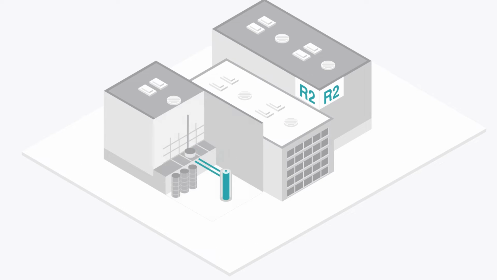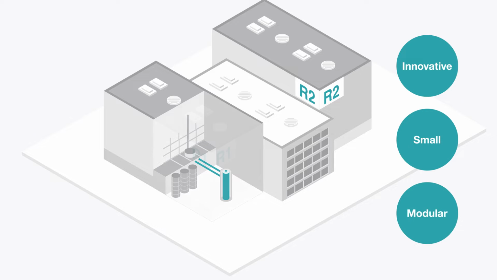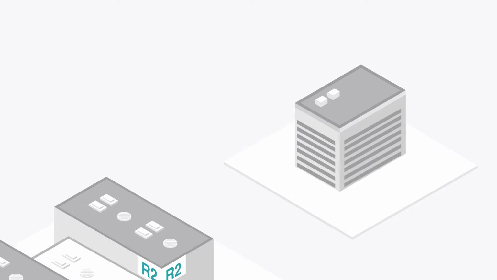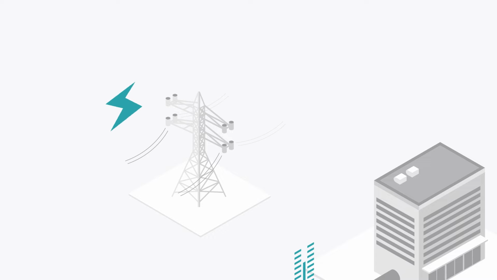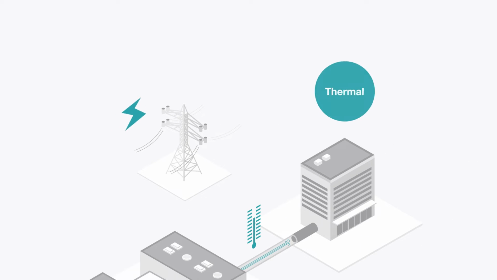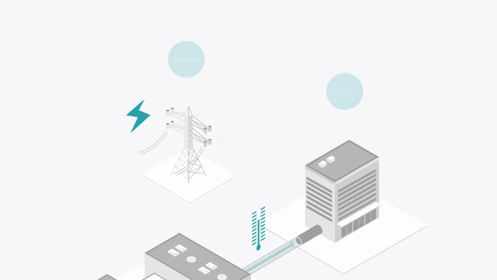The IMSR is the heart of an innovative, small, modular cogeneration plant designed to produce carbon-free, high-temperature heat for global industry and low-cost electric power. It will change the way we provide thermal and electrical energy to industry and how it's currently consumed.